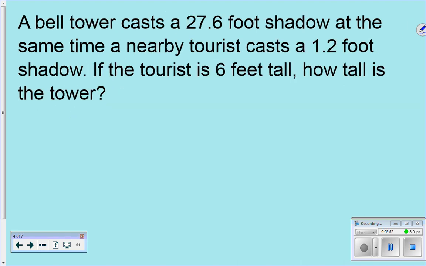Okay, why don't you either draw yourself a picture or set up a proportion? A bell tower casts a 27.6-foot shadow. At the same time, a nearby torus casts a 1.2-foot shadow. If the torus is 6 feet tall, how tall is the tower?